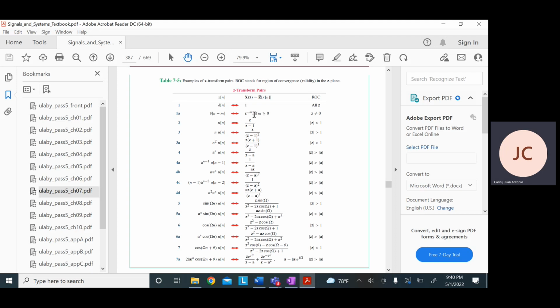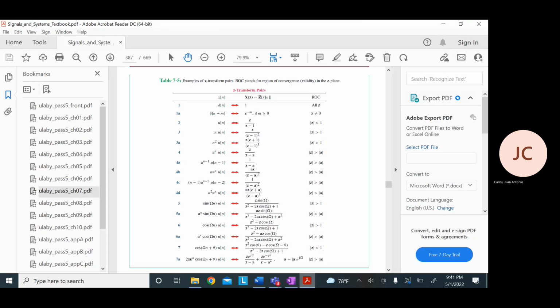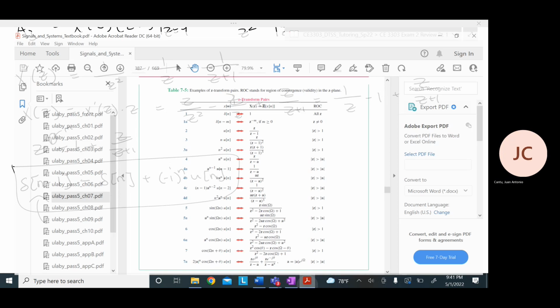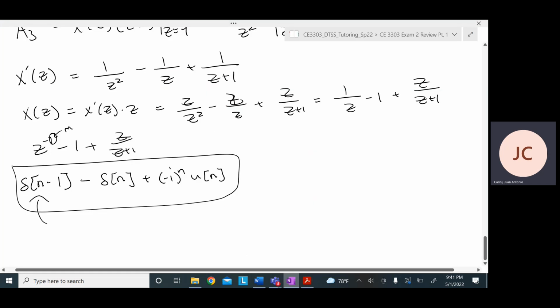We got z to the -m. The inverse z transform of that is delta n minus m. So in this case, our m was, I'm sorry, hold on, I believe it actually should be -1. Because our m right here is 1. So the z transform of z to the -1 in our case would be delta of n minus 1. And that's what we have right here.